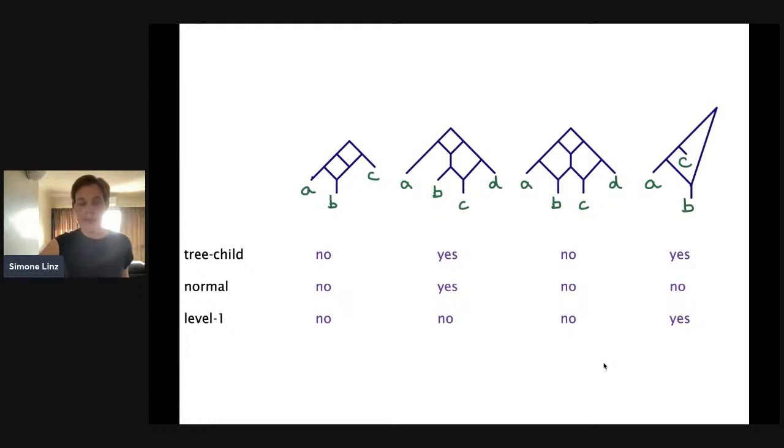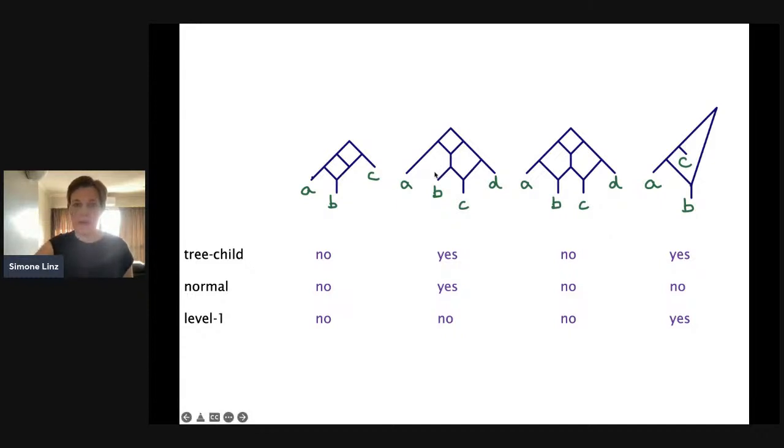So the first one is not tree chart because it does have a stack. So remember, a stack is an edge incident with 2 reticulations, which clearly applies to this edge here. And because it's not tree chart, we immediately know it's not normal and it's not level 1 either, because both classes are subclasses of tree chart.